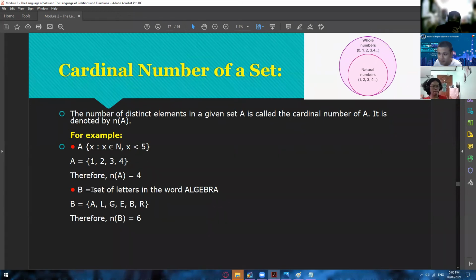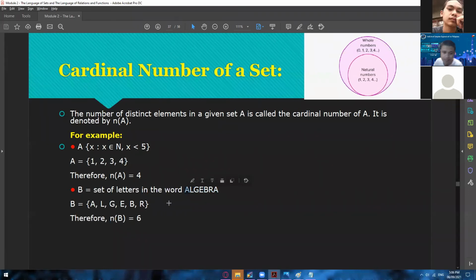Okay, so the same with letter B. So B is equal to the set of letters in the word algebra. And if you are going to count this one, we have 2, 4, 6, 7. Yes, we have 7, but then again, we have a repeated element, which is A. So we can just remove the other one. So as a result, we now only have A, L, G, E, B, and then R. So we now have a total of 6 elements instead of 7.